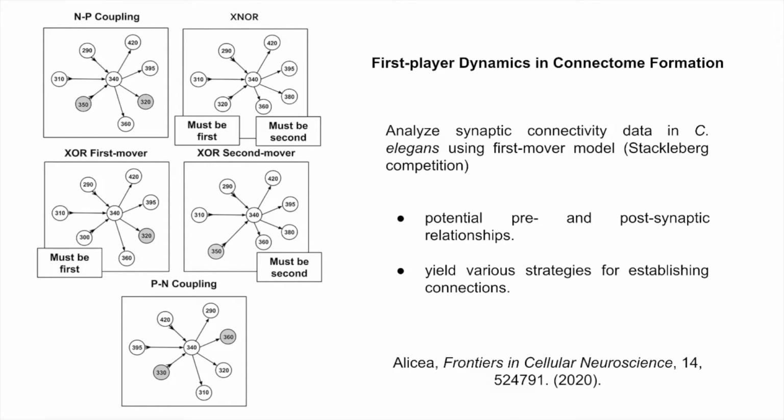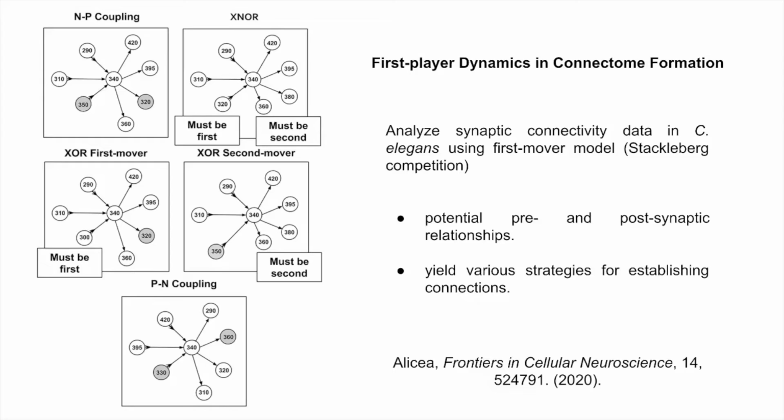And so you can actually do the same type of analysis or have the same type of game for connectome formation. So in the case of the formation of the C. elegans connectome, we actually published a paper in Frontiers in Cellular Neuroscience last year, where we looked at the synaptic connectivity data in C. elegans using a first mover model. And the idea here is that these circles are the cells, and these numbers are the birth times of the cells. And then we're using this synaptic connectivity data set to show that synaptic connectivity emerges perhaps as a function of the birth time of each cell, perhaps not.